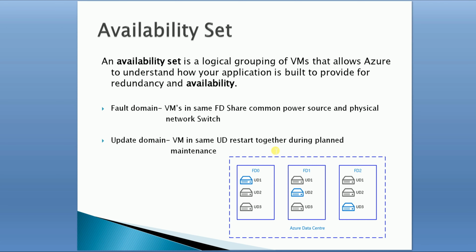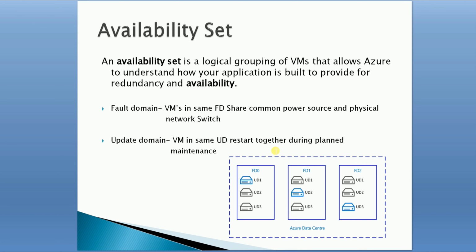Hi everyone, in today's video we're going to discuss availability sets. What is an availability set? An availability set is a logical grouping of VMs that allows Azure to understand how your application is built, to provide redundancy and availability. While creating an availability set, you will have a fault domain and an update domain.